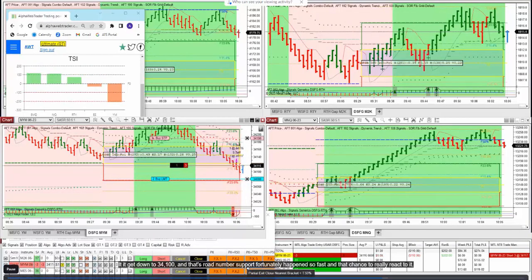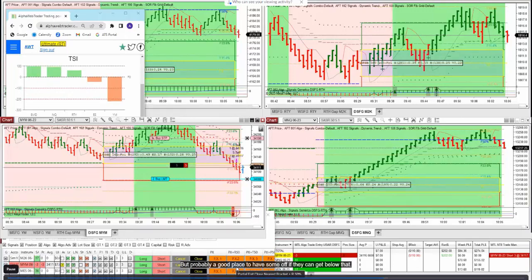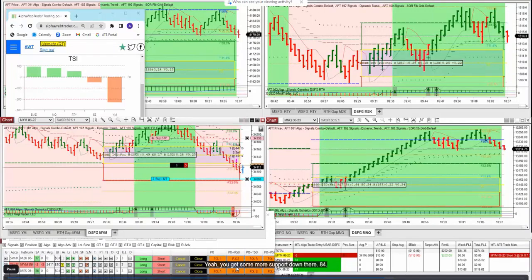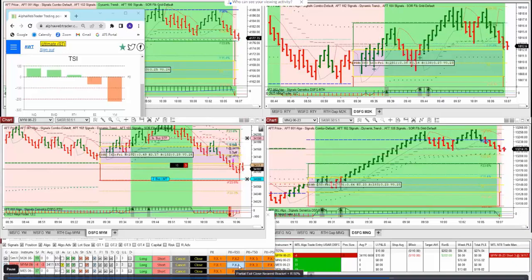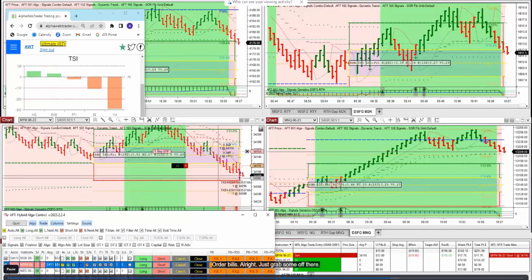It got down to that 34,100, and that's round number support. Fortunately, it happened so fast I didn't have a chance to really react to it. Probably a good place to have some off. If they can get below that, you get some more support down there at 84. Order filled. All right, just grab some off there.